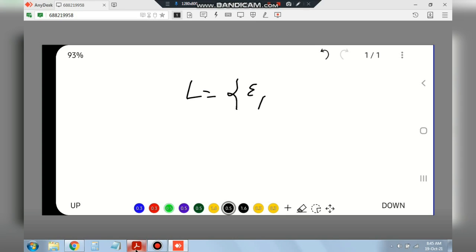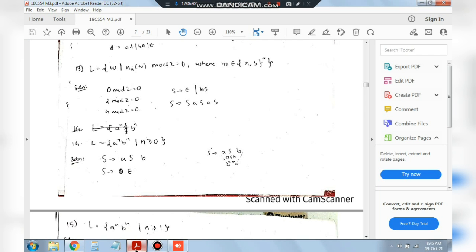What's the next string? B, because I can have n number of B's, right? Because A is 0, A is even, and I can have 2 A's and 4 A's along with B, and can have them in between also, like A, B, A. The number of A should be even. How can we generate this string? To generate this string, what we need is, first, what is the minimum string? S goes to epsilon, right? This is the minimum string.